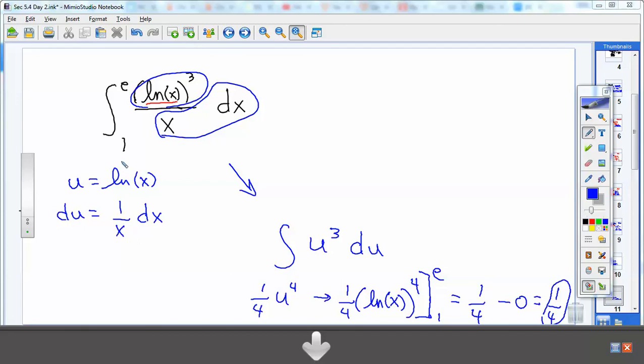Then we plug in a 1. ln 1 is 0. So that whole thing's 0. 1/4 minus 0 is 1/4. So that's how we get 1/4.